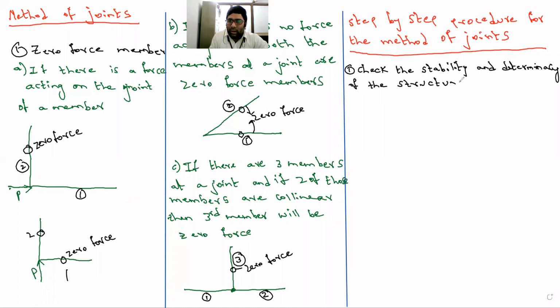So how do we do that? Stability means whether m is equal to 2j minus 3 or not. And determinacy means whether it is determinate or indeterminate. But right now, let us not bother about it. Our syllabus has only determinate structures. So we can directly go ahead with the second step. Once again, stability means we need to check whether m is equal to 2j minus 3 or not.